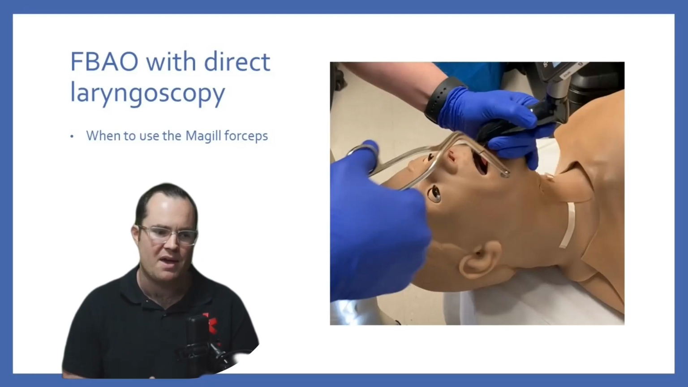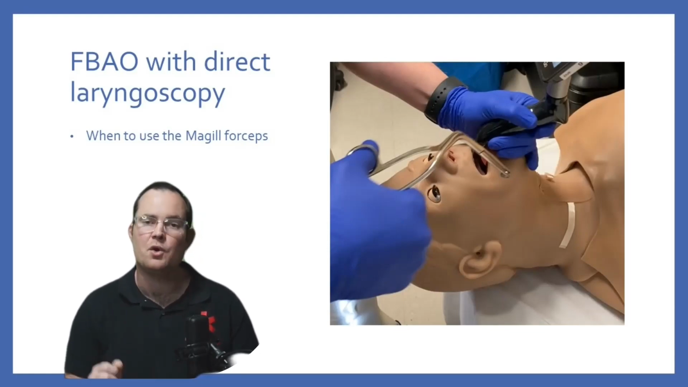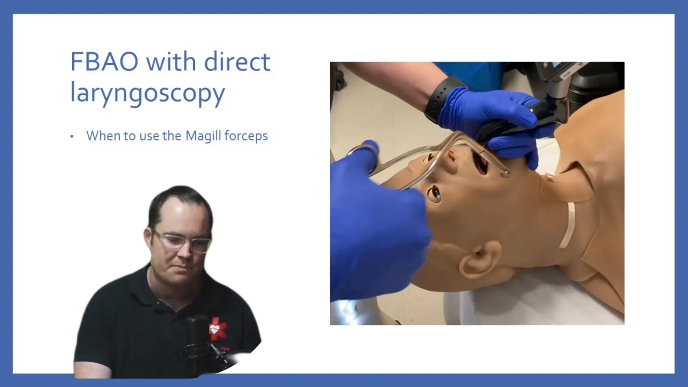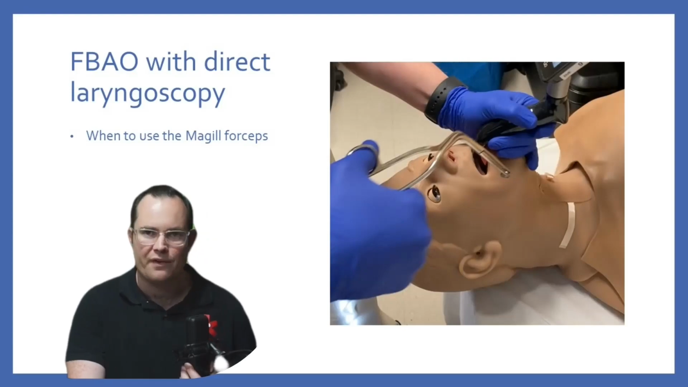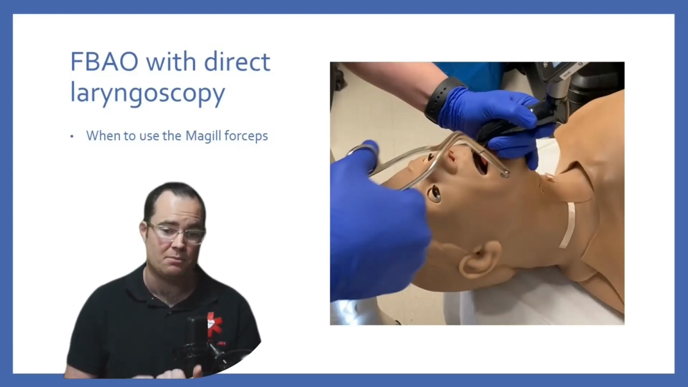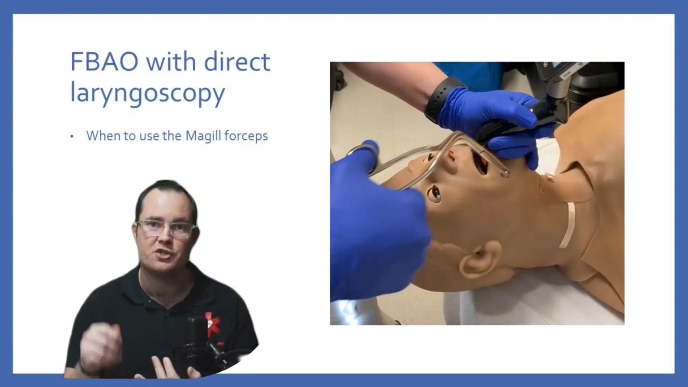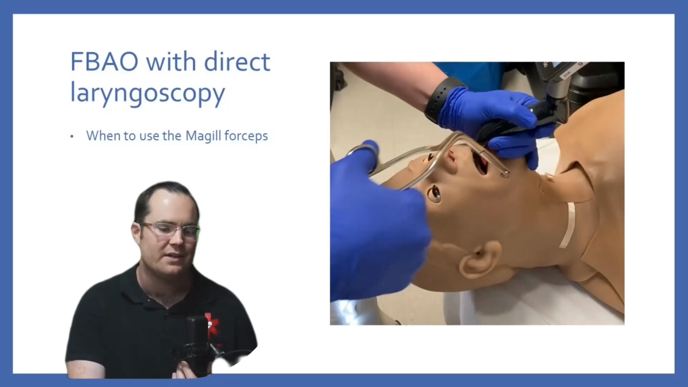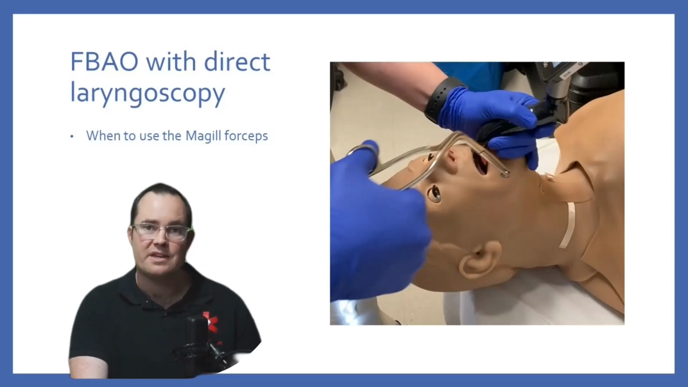Now, there's a couple different methods of using the Magill forceps. You're either going to use the Magills in the right or left hand. You're going to intubate and try to perform direct laryngoscopy exactly how you would for intubation. So if I'm using a Mac blade, I'm going to the vallecula. If I'm using a Miller blade, I'm going to try to grab that epiglottis, and I'm going to visually inspect that glottic opening and see if I can grab something.